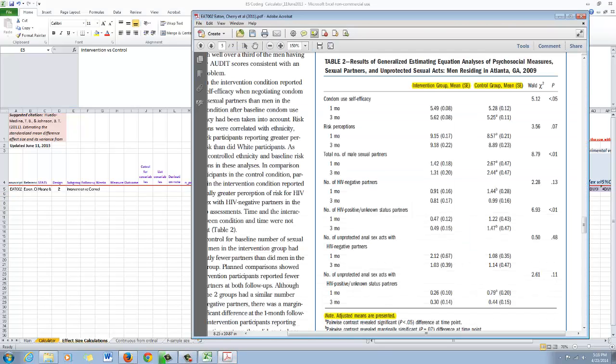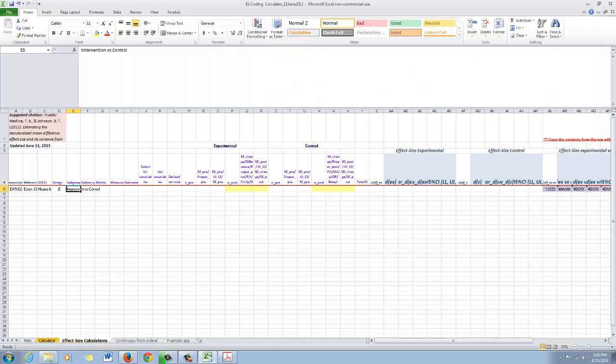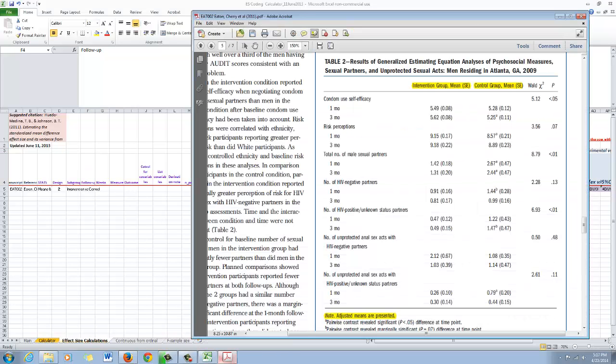So first we're going to do this 1 month follow-up for condom use self-efficacy. So like I've said in other videos, this follow-up is going to indicate what number of delayed follow-up that we're using. So we start with 1 at the first delayed follow-up, 2 at the second, 3 at the third delayed follow-up, 4 at the fourth. So looking at what's being reported here, there's a 1 month follow-up and a 3 month follow-up. So 1 month is going to be the first delayed follow-up, and 3 months is going to be the second delayed follow-up. So we're starting with the 1 month follow-up.